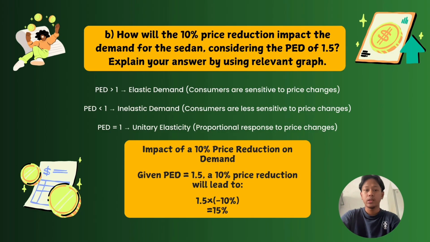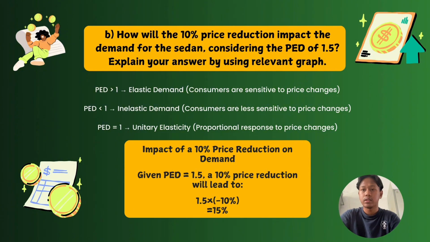Moving on to question B, how will the 10% price reduction affect the demand? So we must know what the amount stands for. What does PED equals to 1.5 stand for? When PED is more than 1, it shows that the customer is very sensitive to the change in price. For example, when the price changes only a little bit, a very big change in demand will happen.